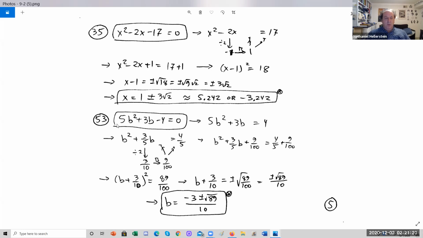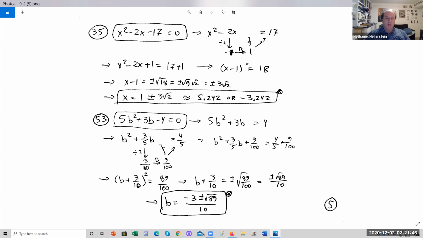Now it's getting more complicated because we have a 5 in front of the b squared. 5b squared plus 3b minus 4 is 0. Okay, first we transpose the 4. 5b squared plus 3b equals 4. Now for completing the square to work, we need a 1 in front of the b squared. So we'll divide throughout by 5 and get b squared plus 3/5 b is 4/5. Now we can complete the square.